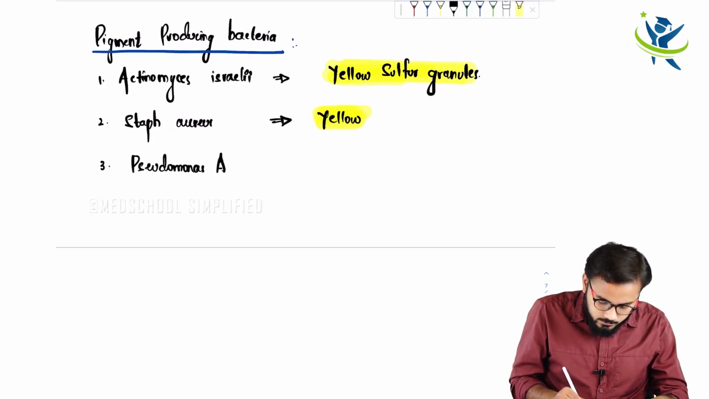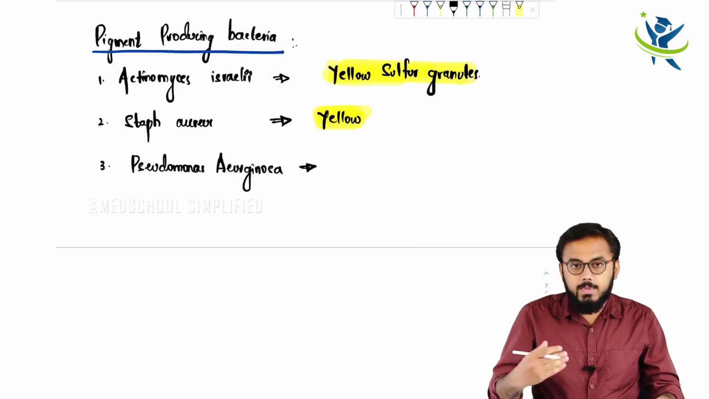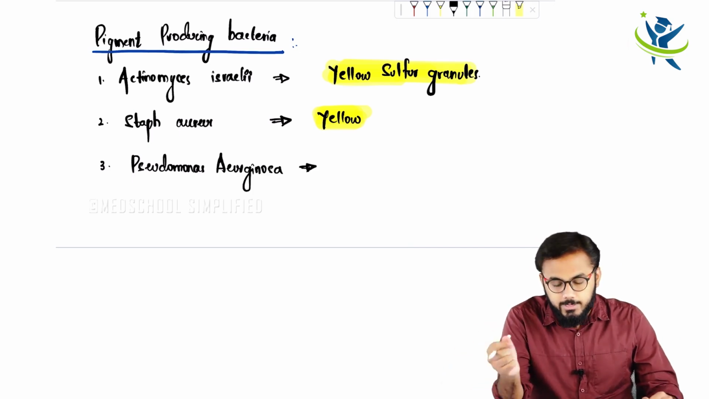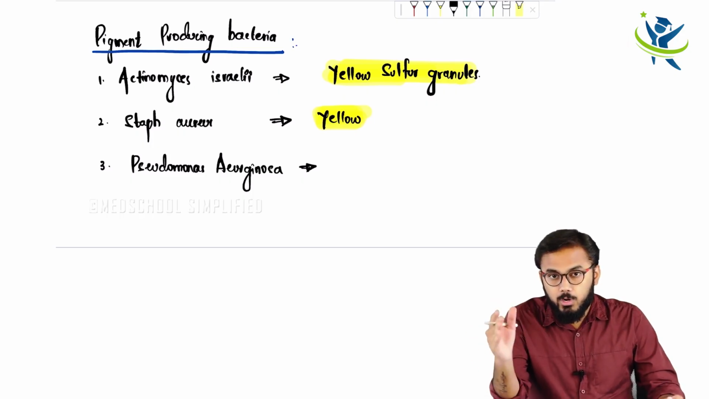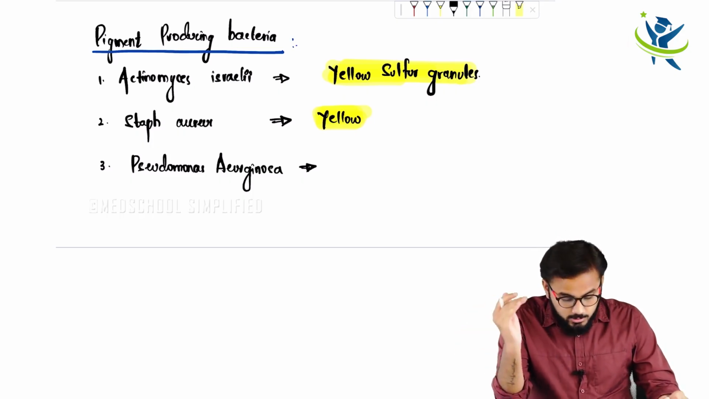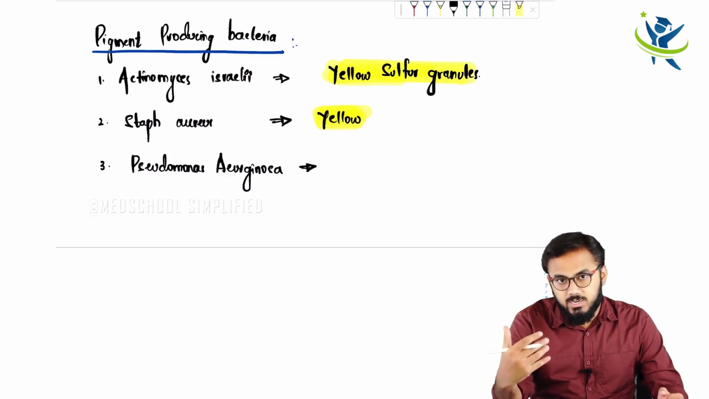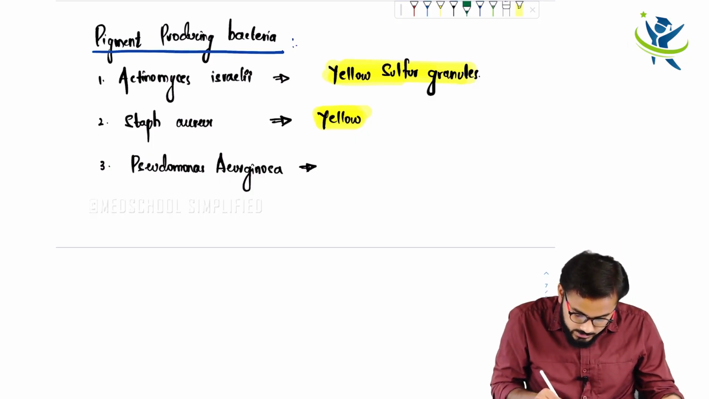Pseudomonas aeruginosa. Why do you call it Pseudomonas aeruginosa? What do you mean by the term aeruginosa, or arugula? Arugula means green. So that is why this bacteria is called Pseudomonas aeruginosa, because the pigment which it releases is a green color pigment. So the pigment which it releases is green color pigment.